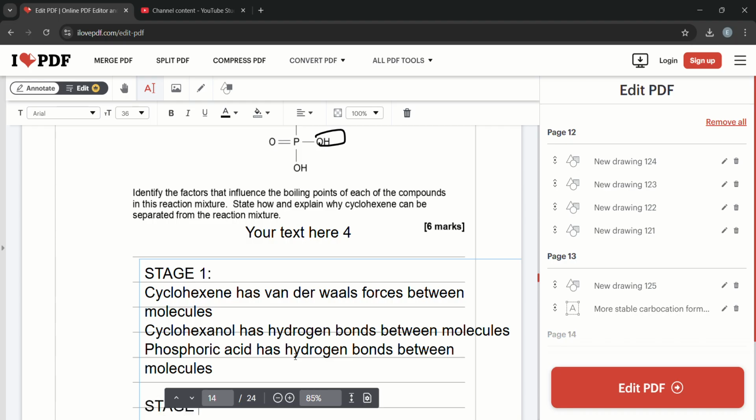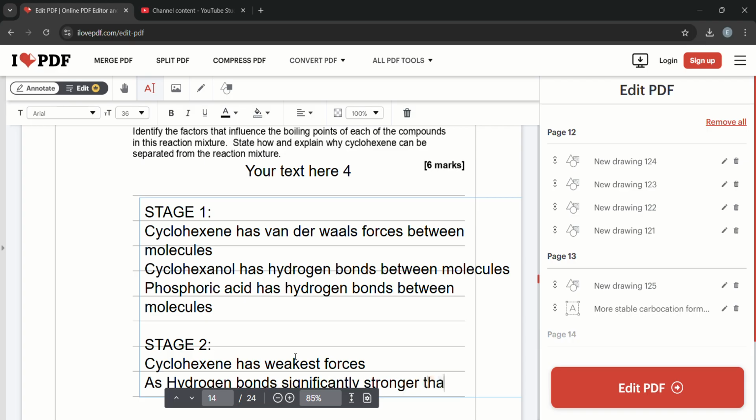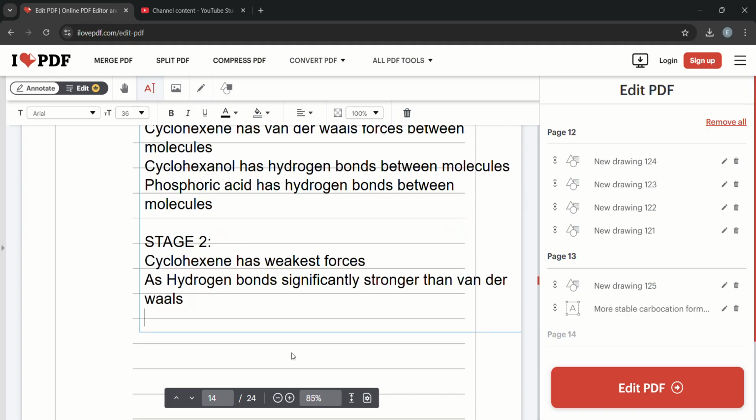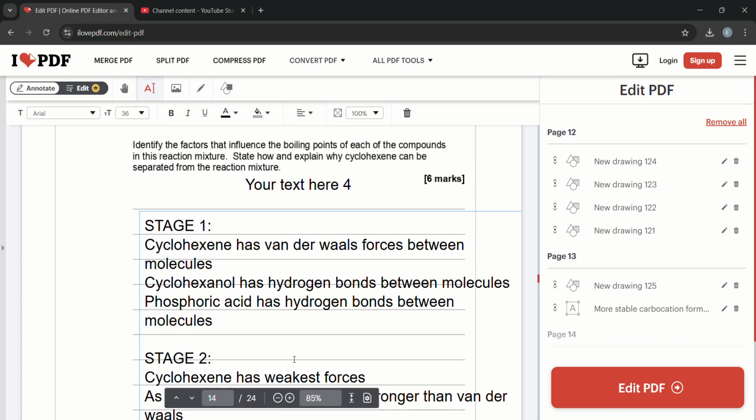Stage 2, let's talk about the strengths. Well, we know therefore cyclohexene has the weakest forces, as hydrogen bonds are significantly stronger than van der Waals. And then stage 3, how and explain why it can be separated from the reaction mixture.